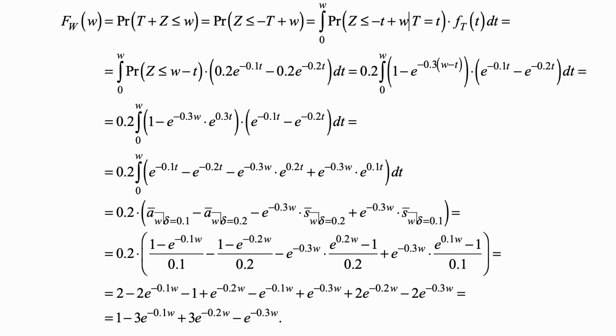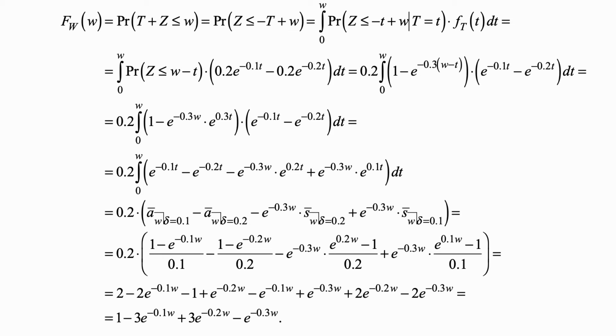So this is the probability that t plus z is less than or equal to w, which is the probability that z is less than or equal to minus t plus w, and that's equal to the integral from 0 to w of the probability that z is less than or equal to minus t plus w, given that t is equal to t, times f sub t of t dt. And then again, these random variables are independent, so this just becomes the integral from 0 to w of the probability that z is less than or equal to w minus t times the PDF that we just found, 0.2 times e to the minus 0.1 t minus 0.2 times e to the minus 0.2 t dt.